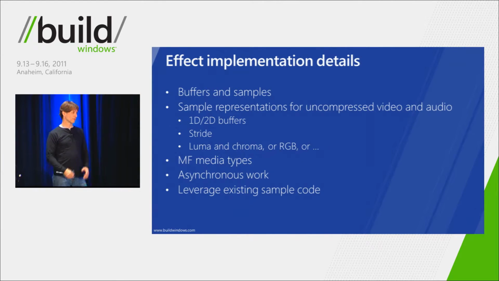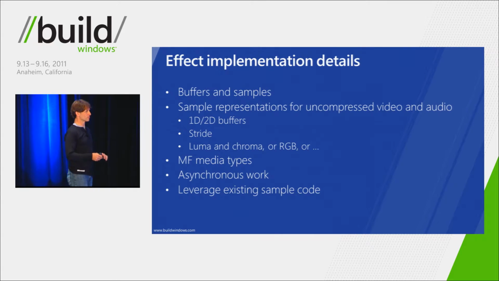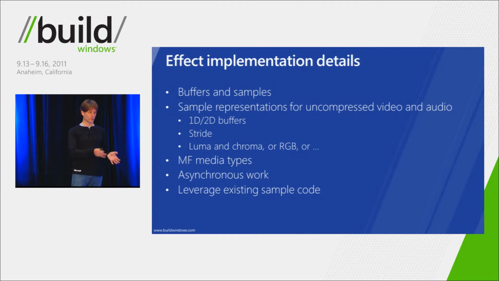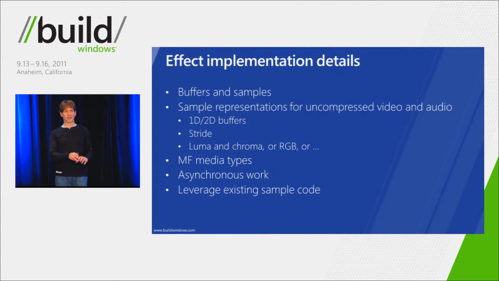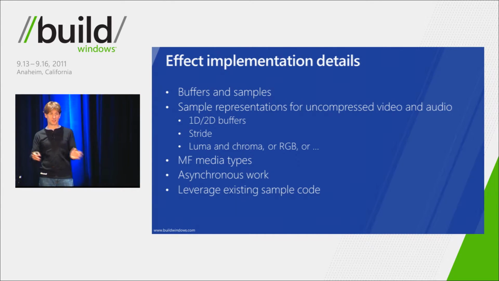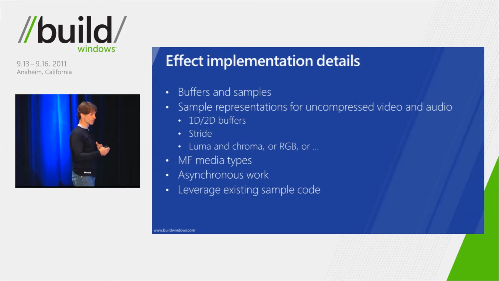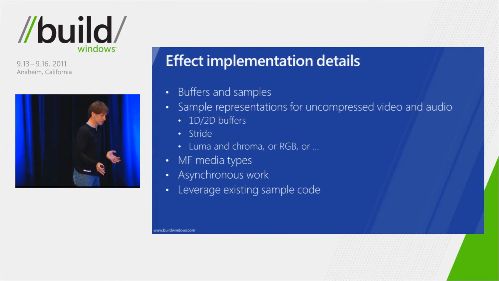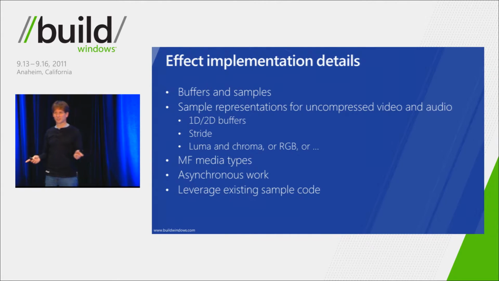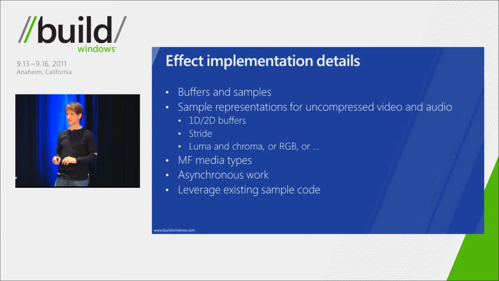So with these representations, for an effect, you're basically handling uncompressed video. Then you're going to have an uncompressed frame, which is a sample, come in. You may actually aggregate several samples together and call that a buffer. So you can track it, but basically you have samples coming in and you have samples going out. And those samples have several potential representations. Sometimes they're linear in memory as one-dimensional. Other times they may be represented as two-dimensional.